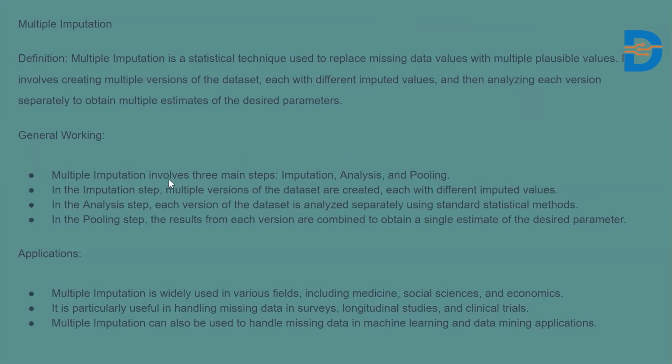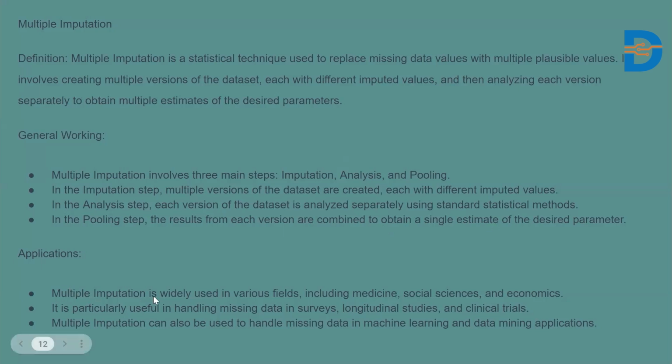Multiple imputation involves three steps: imputing, analysis, and pooling. So in the imputation step, multiple versions of datasets are created. Wherever the null values are there, they will be imputed or replaced with values, and a different version will be created. In analysis, each version of the dataset is analyzed separately with standard statistical methods. In pooling, the results from each version are combined to obtain a single estimate of the desired parameters.